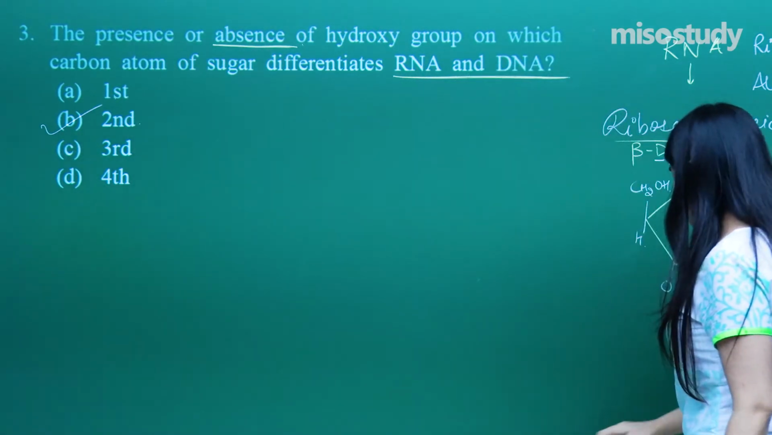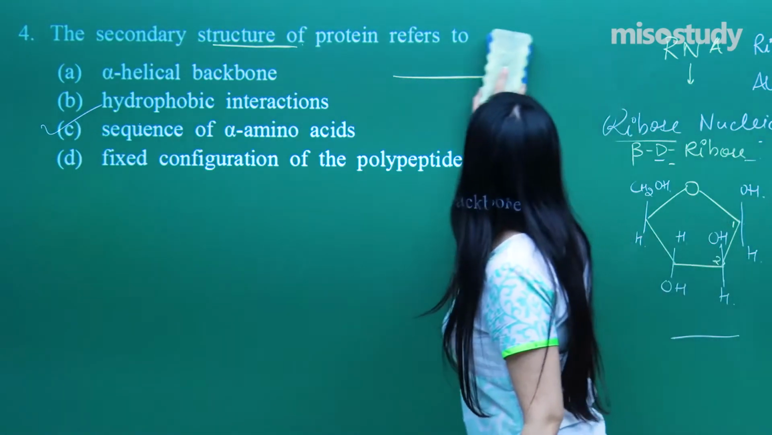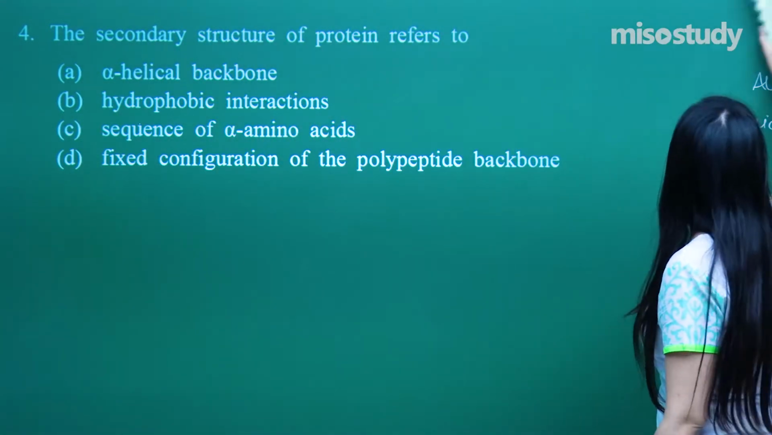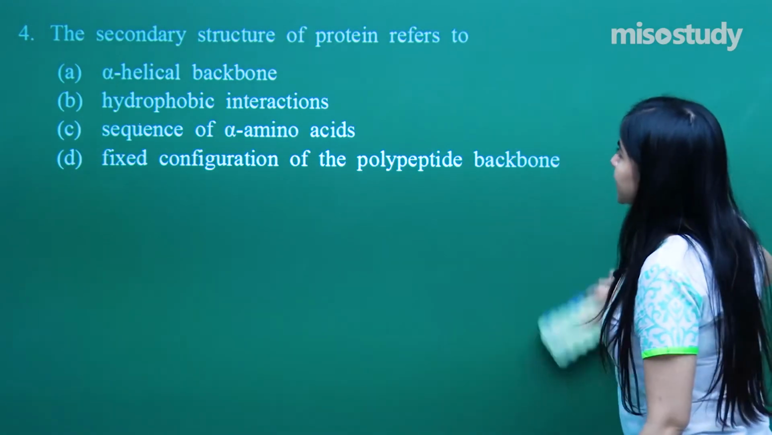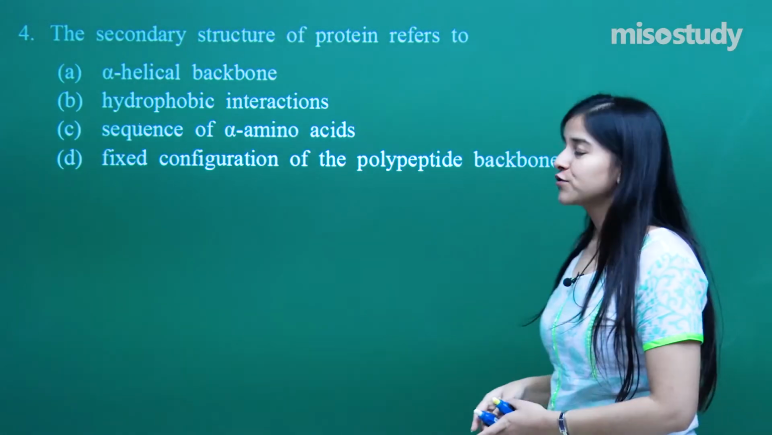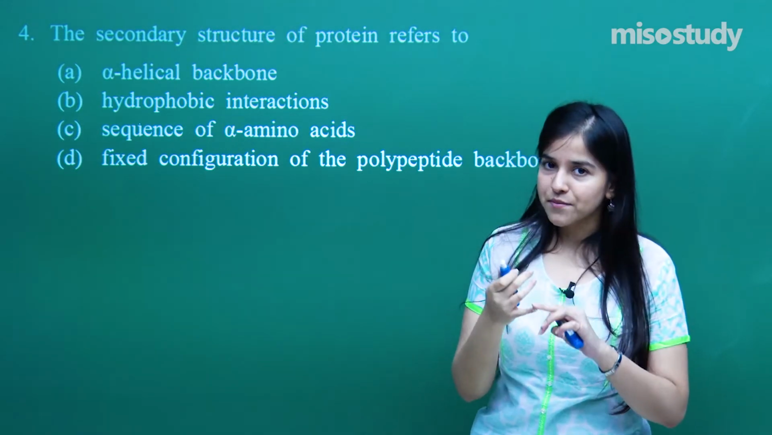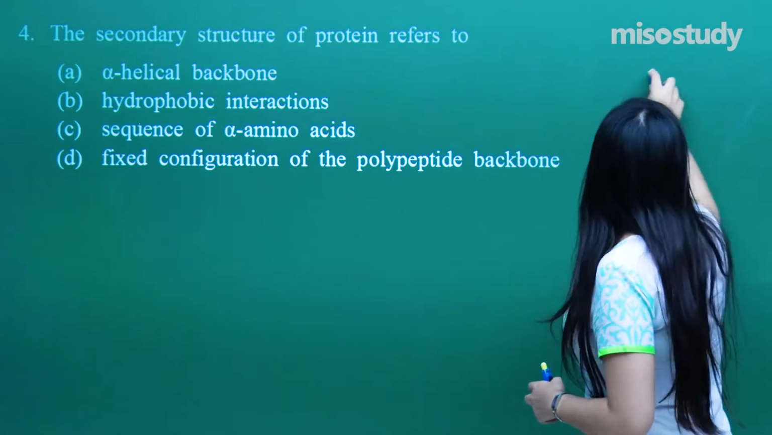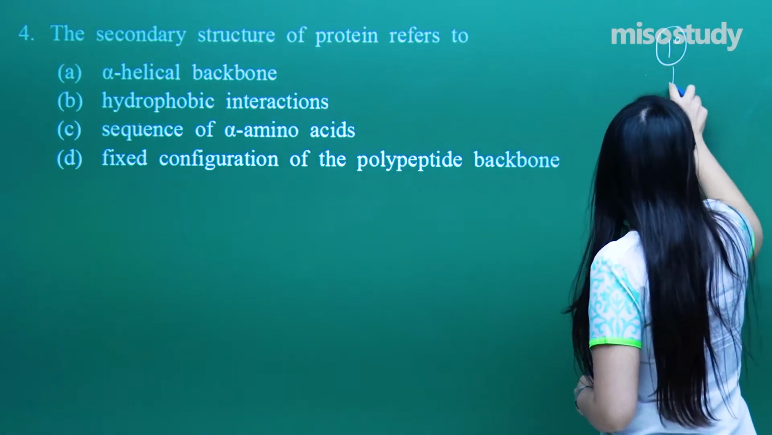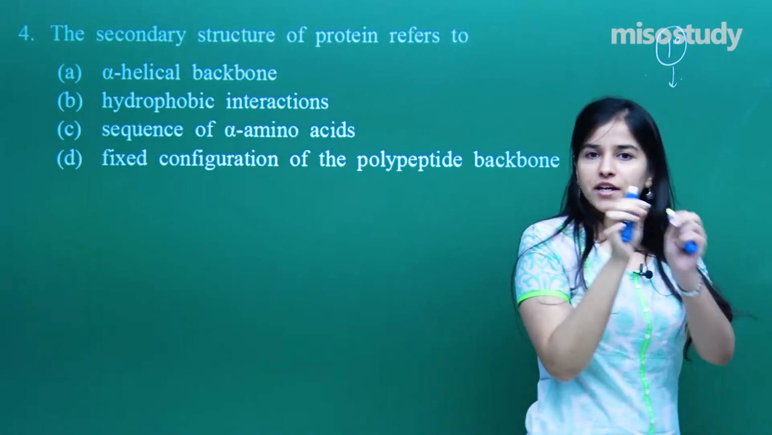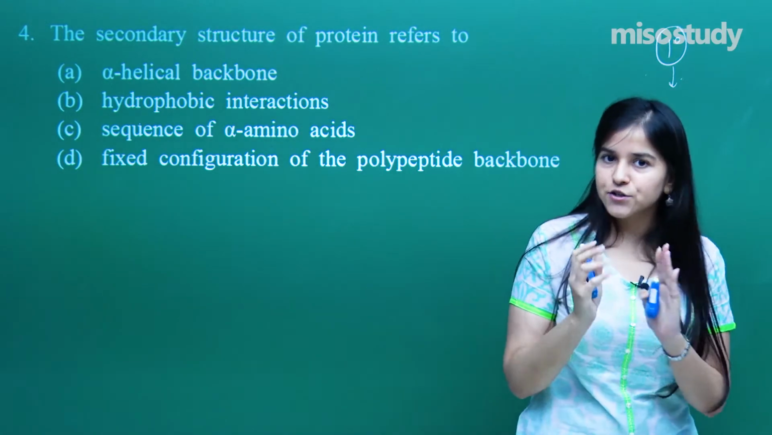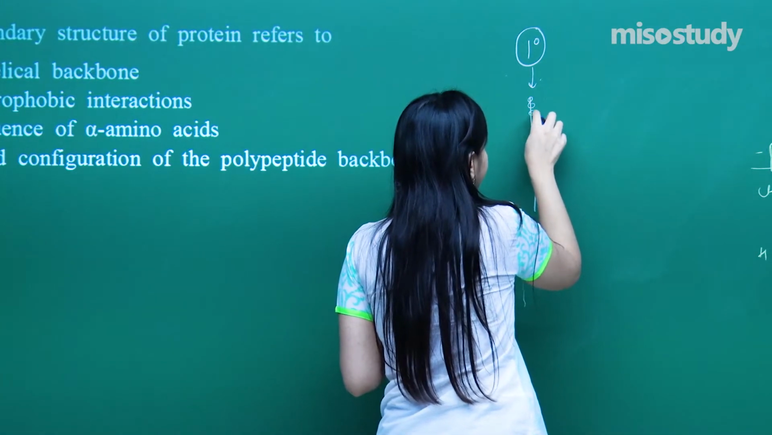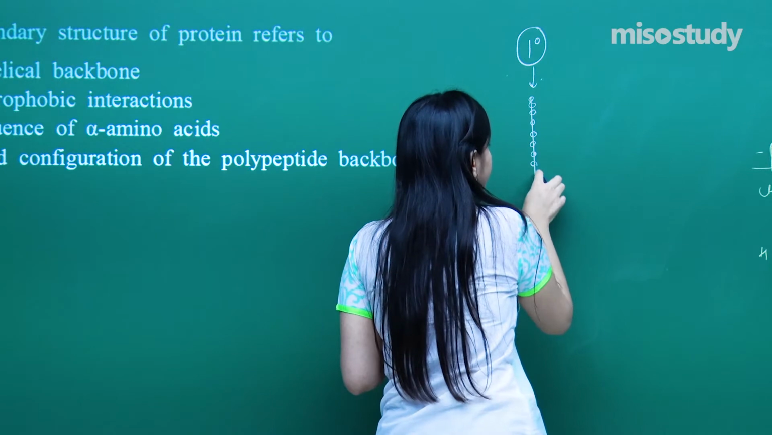So now let's move on to the next very question. Here the question comes about the proteins finally. The secondary structure of protein refers to. So I need to have a proper information about what primary protein is, what secondary is, and what tertiary is. So we all know that primary is just depicting a chain of different amino acids linked together. So that is a single chain, and that single chain is containing different amino acids linked.